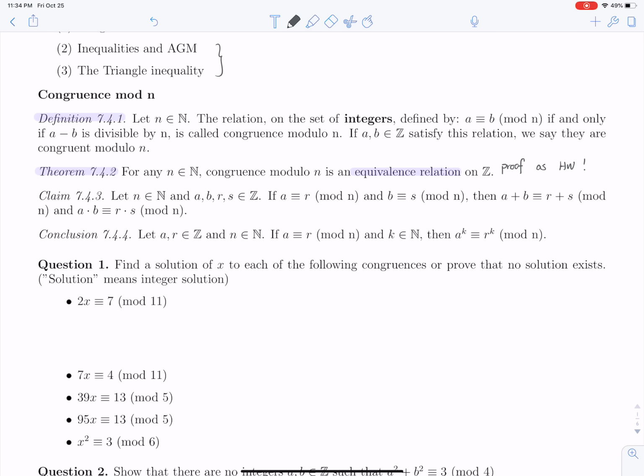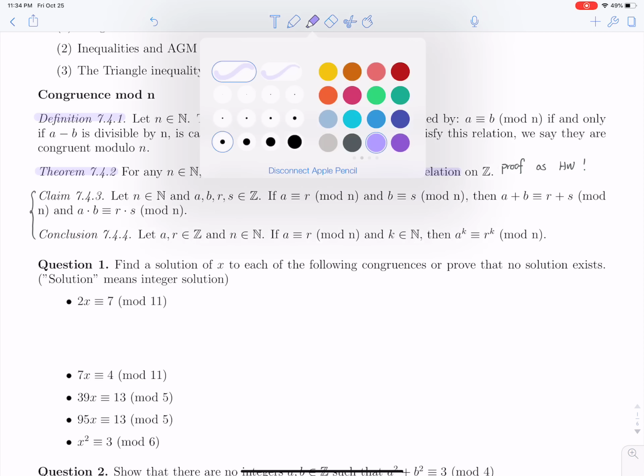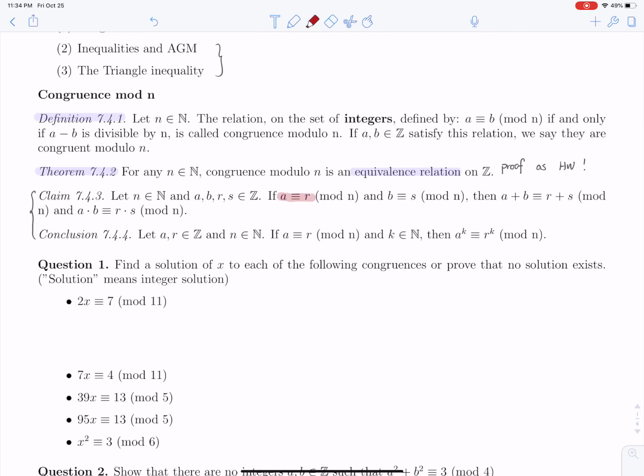The other two, the claim and this conclusion, are the two we actually use a lot. So if we have N a natural number, and a, b, r, s integers. If a is congruent to r mod N and b is congruent to s mod N, then a plus b is congruent to r plus s mod N. Which means you can add them together and you can multiply them together. This is really important.